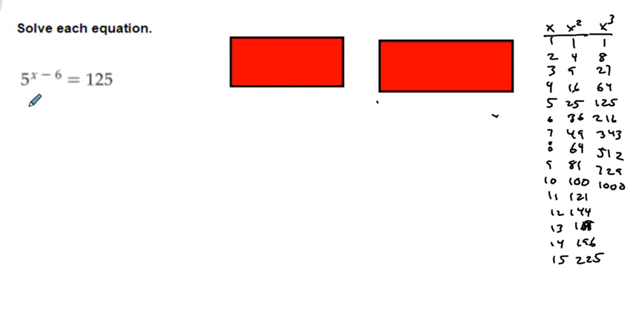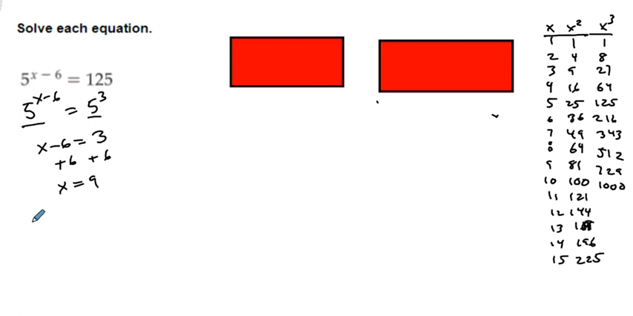So we can rewrite this as 5 to the x minus 6 equals 5 to the third power, right? And then once we have that, just using what we learned in the last video, we know that we can drop the bases and set the exponents equal to each other. And then add 6 to both sides, okay? And that gives you x is equal to 9, all right?